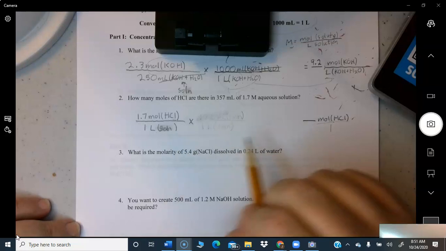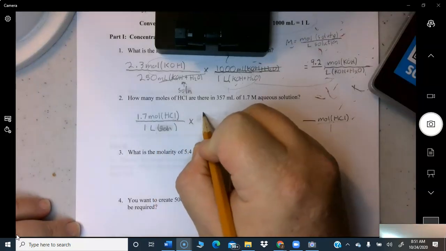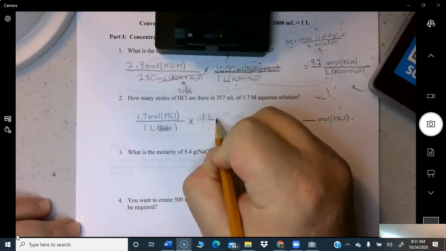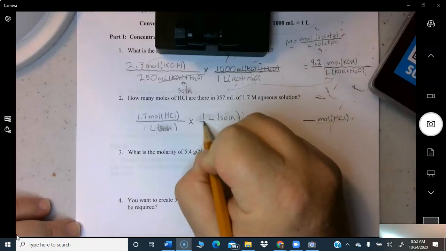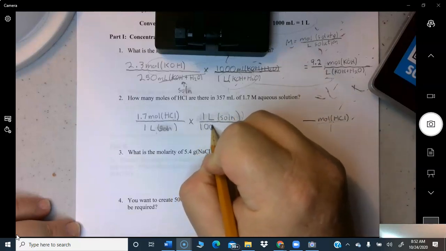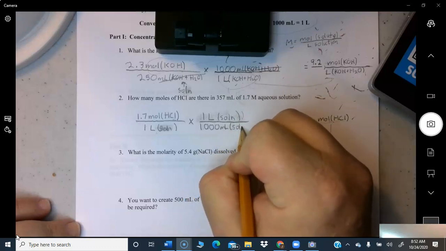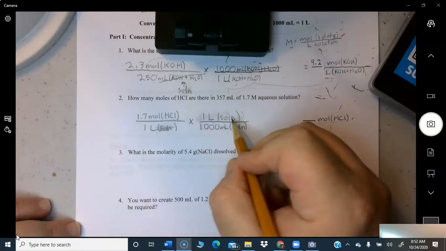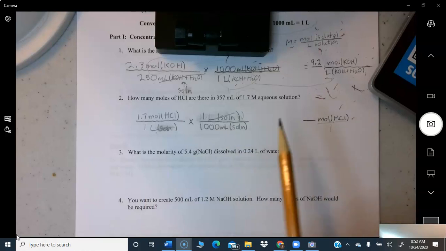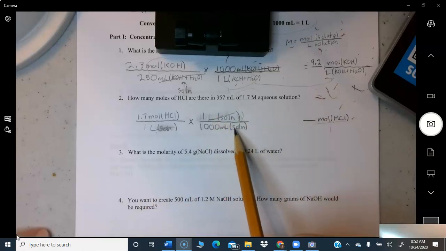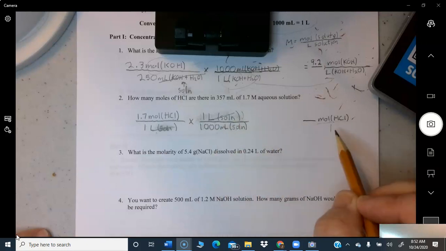Okay, so we have nothing on the bottom. We need to make liters disappear. So we're going to put it up on the top here, and we're going to use the conversion we used before. 1 liter of solution for every 1,000 milliliters of solution. So liters of solution cancels here and here. Again, 1 liter for every 1,000 milliliters is anything. It doesn't matter what you're dealing with, but you need to be sure you're specifying what it is you're canceling. Solution. Now we have 1,000 milliliters down here at the bottom.